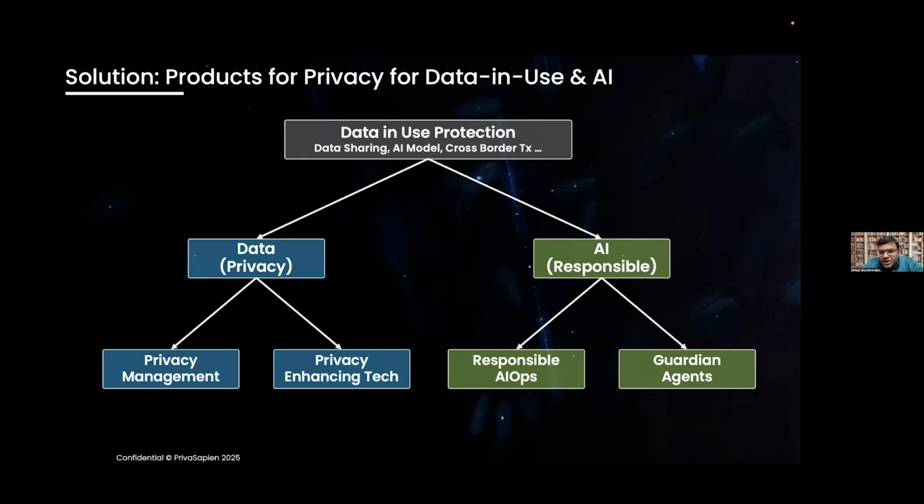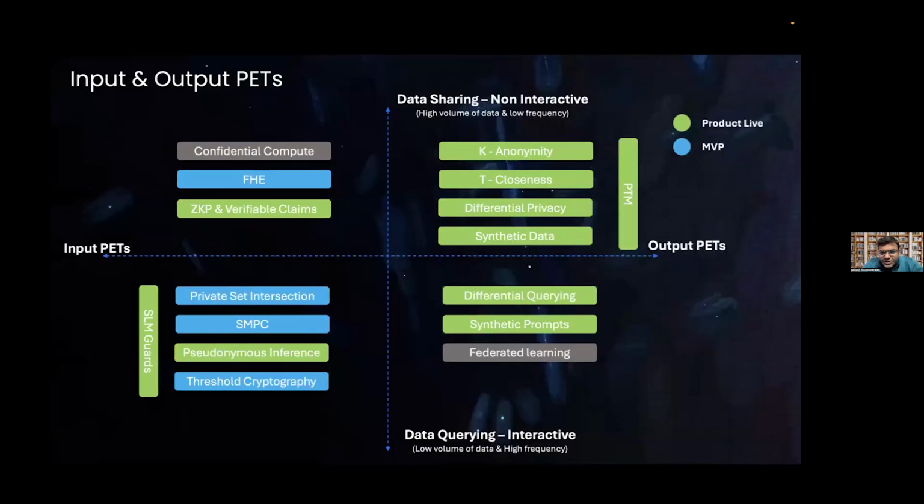And then now guardian agents are beginning to come up. And then the internet of agents and the internet of responsible agents are also shaping up. So this whole spectrum, right from privacy management till guardian agents, is considered AI TRiSM. And this is the framework that Gartner has come up with, which is pretty exciting.